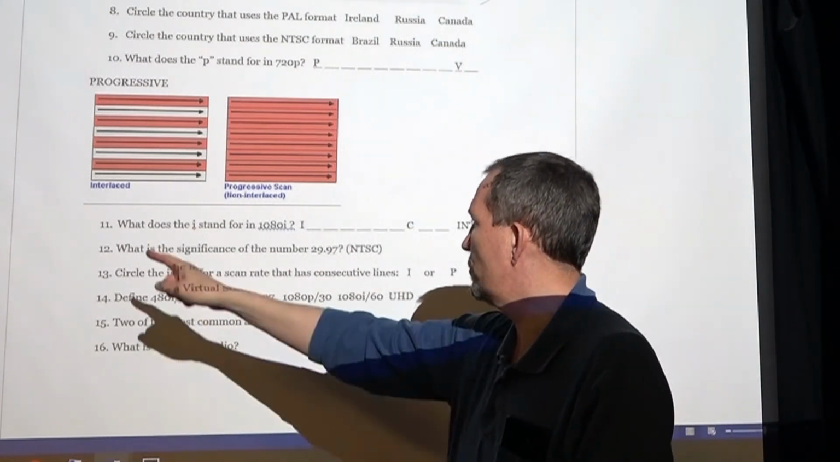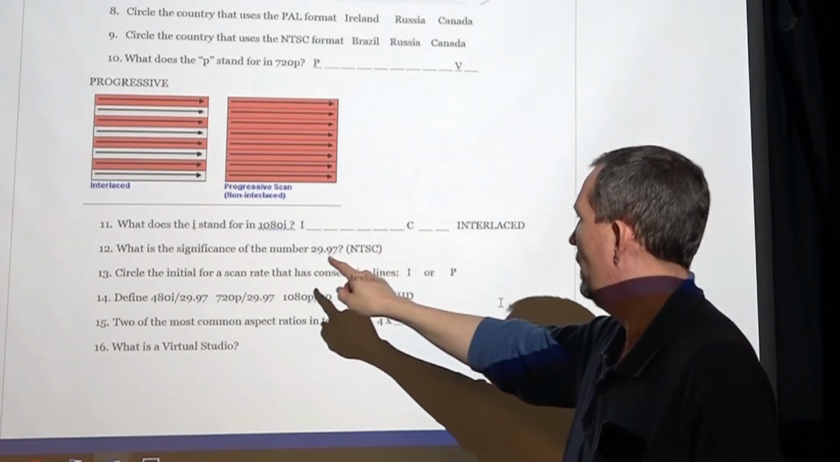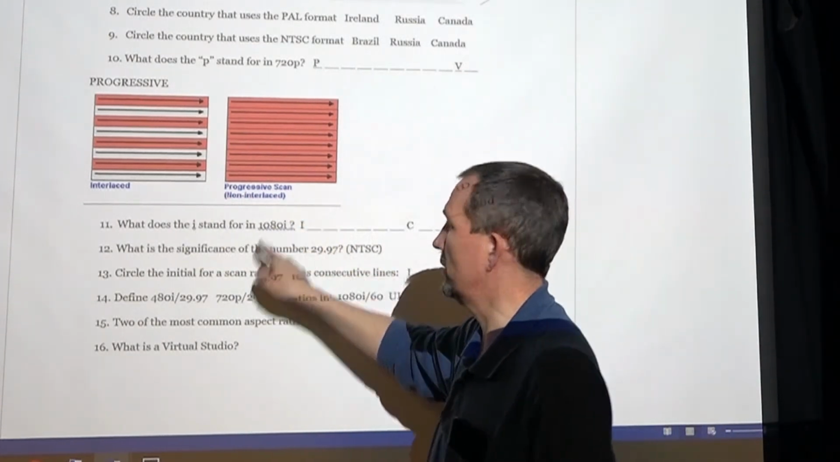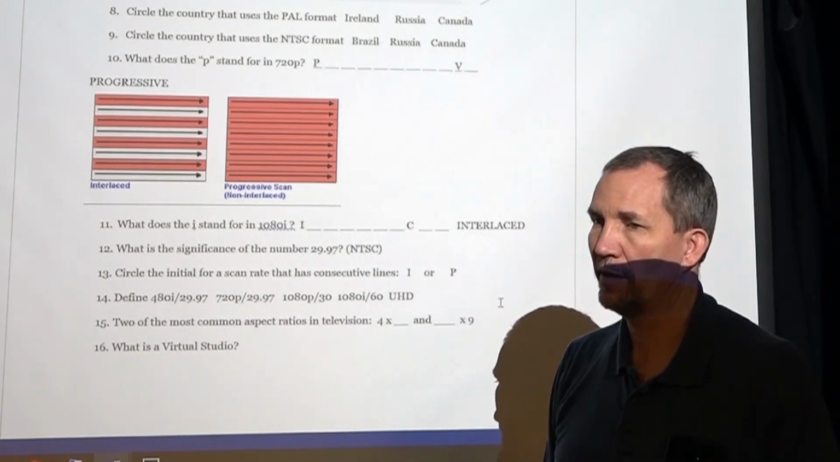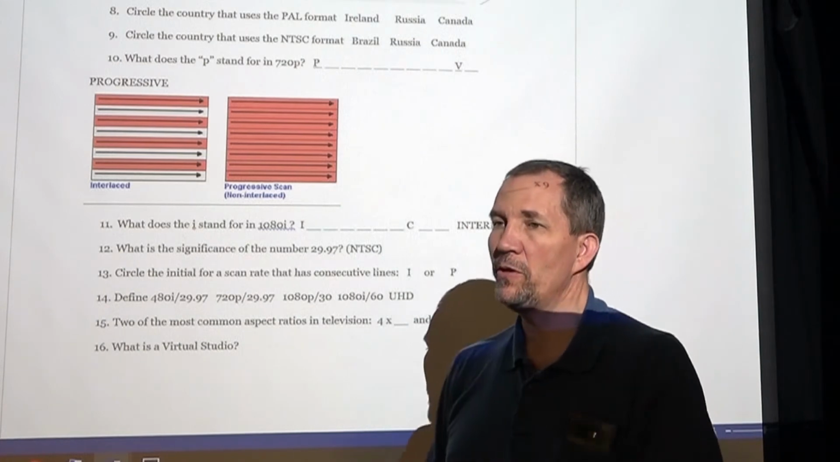Moving on, circle the initial for a scan rate that has consecutive lines. If it's consecutive lines, is it I or P? Is it I or P if it's consecutive lines? Come on, 1, 2, 3, 4, 5, 6, 7, 8, 9. You know that one. Now you know this stuff.